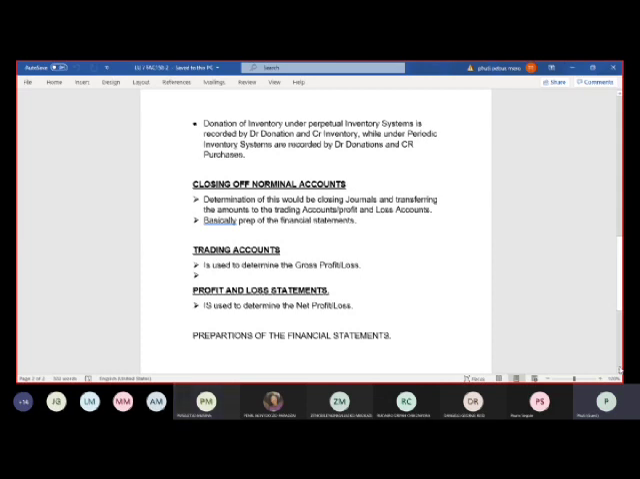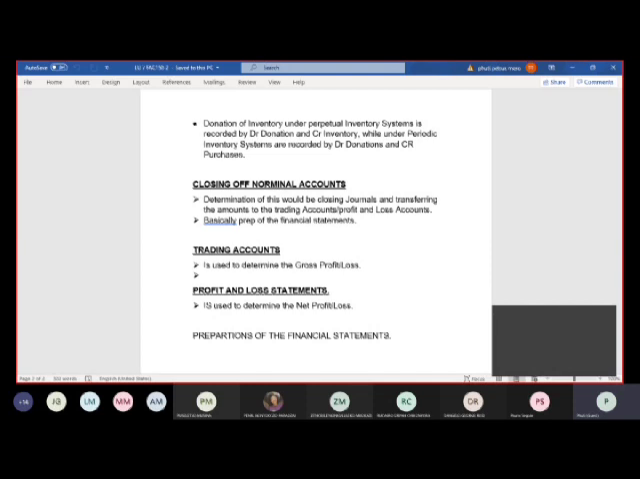Okay, it's gone. Right, so the determination of these would be closing the journals and transferring the amount of the trading account to the profit and loss account, because that's basically your trial balance. So we can prepare financial statements after doing everything else, from the journals to the ledger accounts and your trial balance. Then you can close off things with the preparation of the financial statements.